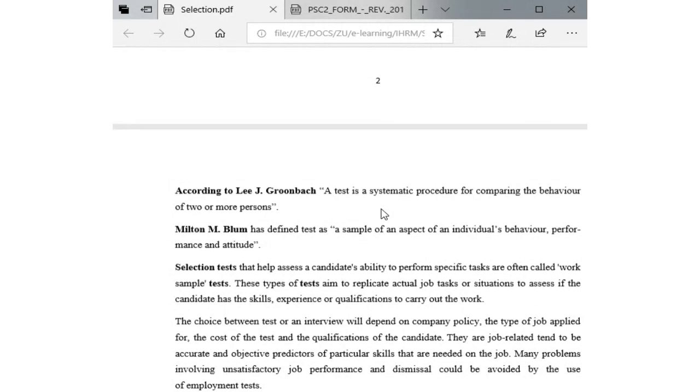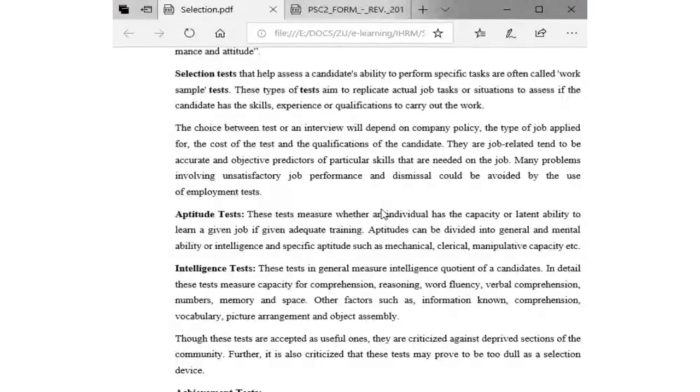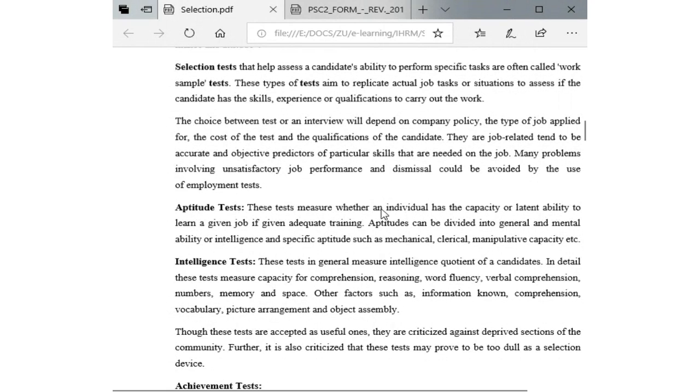But when you go further, you'd find that selection tests help assess a candidate's ability to perform specific tasks. And they are sometimes known as work sample tests. These types of tests aim to replicate actual job tasks. They try to take us through the actual job tasks, the tasks that individual will be performing. And as we go down and explain them, you would find that they are giving us the practical aspect of an individual. So as we go to the methods now, or the types of employment tests or selection tests, you would find that we have aptitude tests, intelligence tests, and achievement tests.